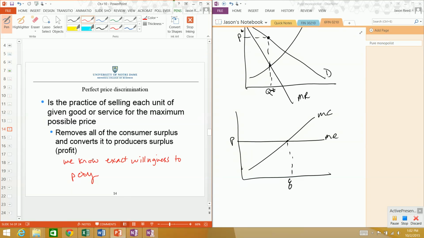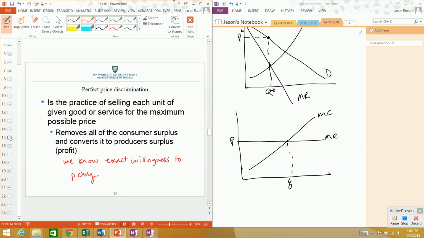So under this practice, we're selling at the highest price possible. You walk into a store, I know for the first can of beans you're willing to pay $1. Well, I charge you $1, and if the second person walks into the store and their willingness to pay for a can of beans is 50 cents, I charge them 50 cents. And intuitively, what happens here is it removes all consumer surplus and converts it to producer surplus.